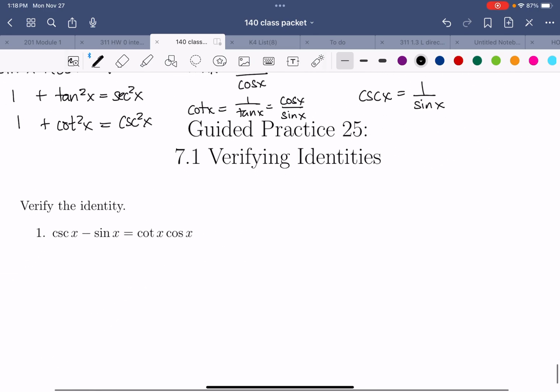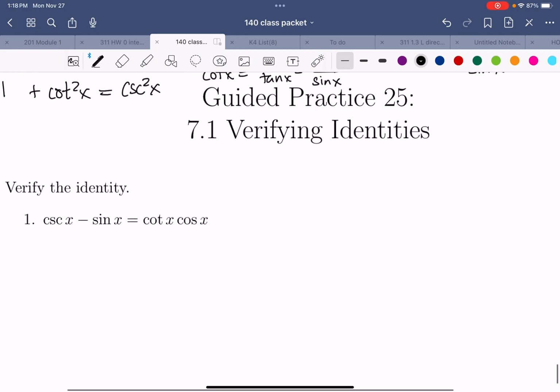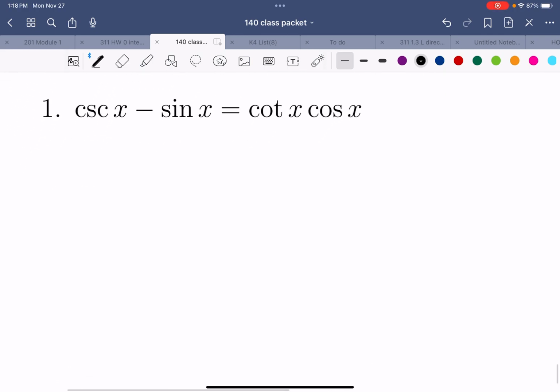All right, so we're going to jump in here and verify a couple identities. Again, our strategy here is going to be, let's switch everything to sines and cosines, and then do some algebra to try to get the same thing on both sides. So cosecant is 1 over sine, so we make that switch. And cotangent is cosine x over sine x.